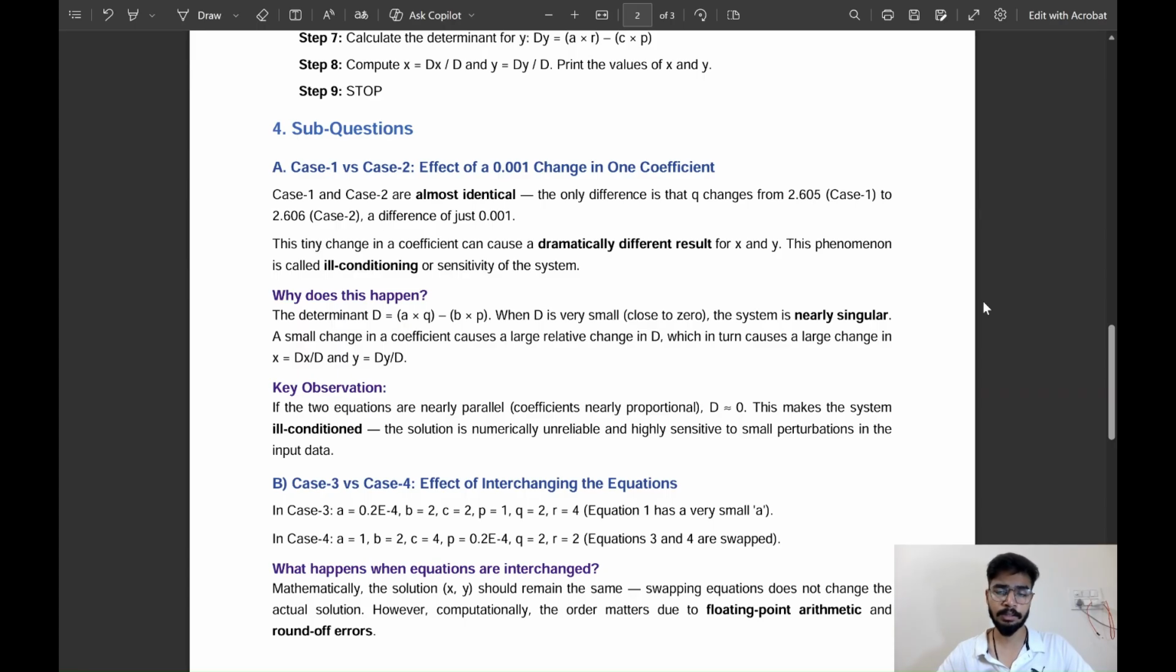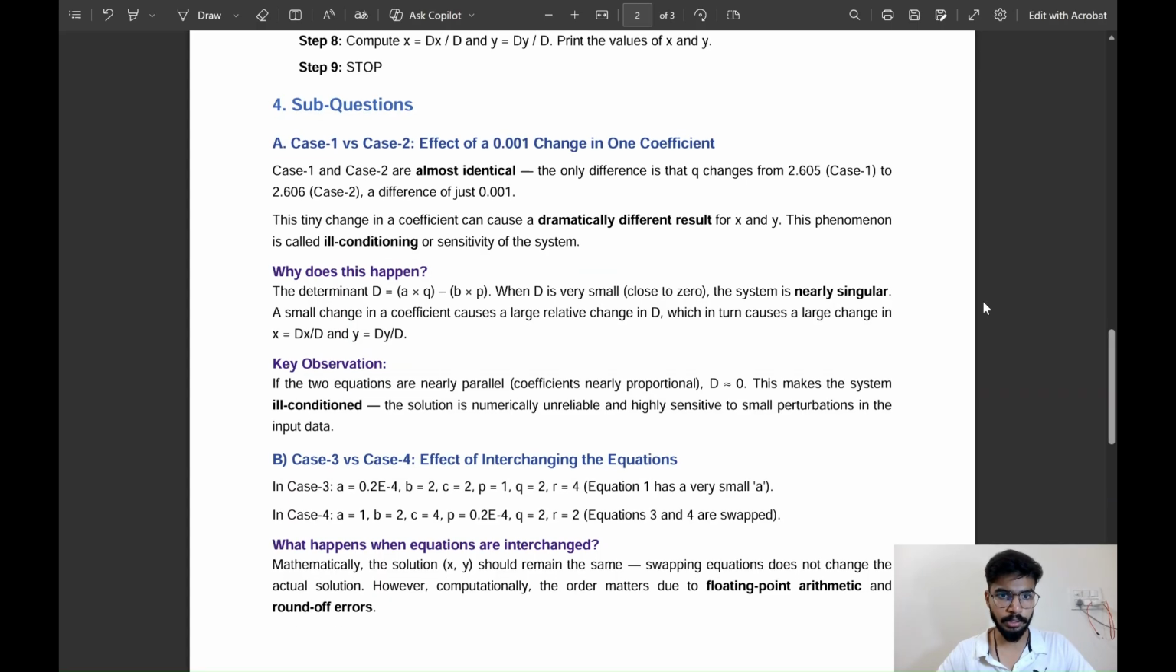Okay, the only difference is that the q changes from 2.605 to 2.606, just a difference of 0.001. This tiny change in coefficient can cause a different result for x and y, and this phenomenon is called ill-conditioning, or sensitivity of the system.